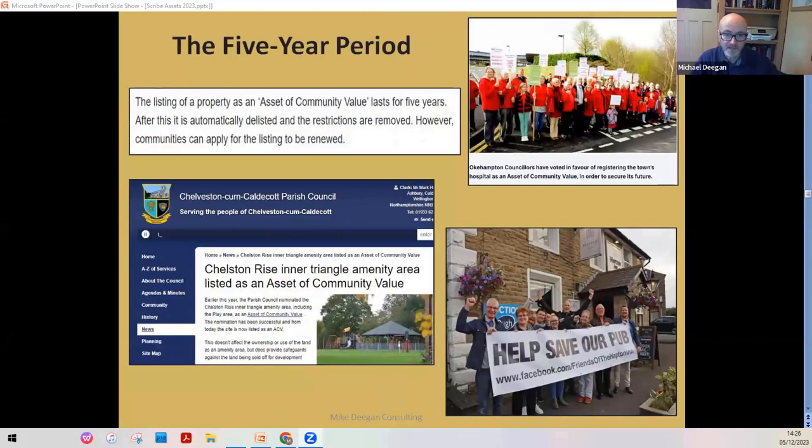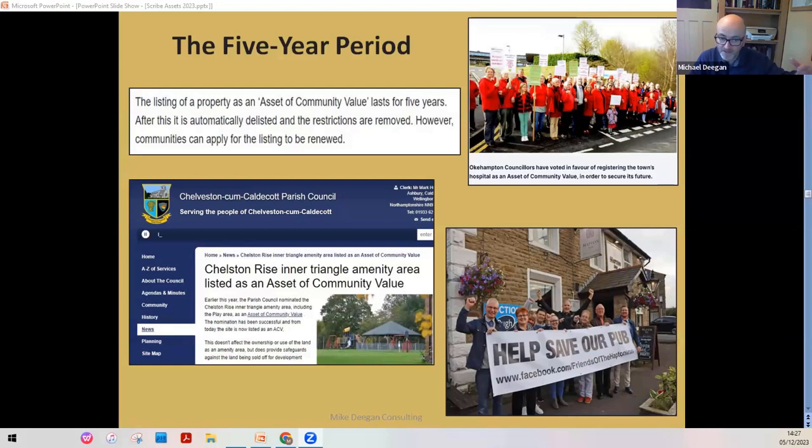And once registered, assets remain on the authority's list for a maximum of 5 years, unless they're sold off after a moratorium period is triggered. And they must also keep a list of unsuccessful nominations for at least 5 years as well. And then after this period, the property is removed from the list, at which point it can be renominated and relisted, but subject to the same criteria.